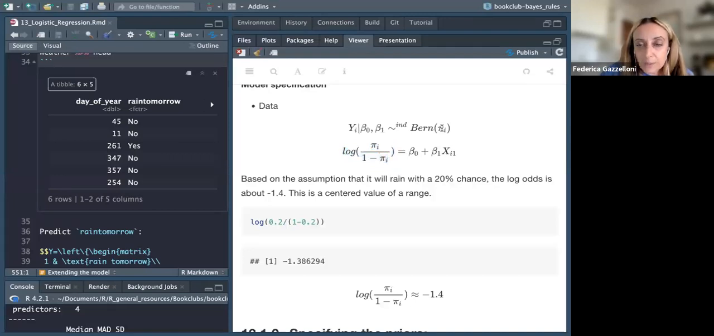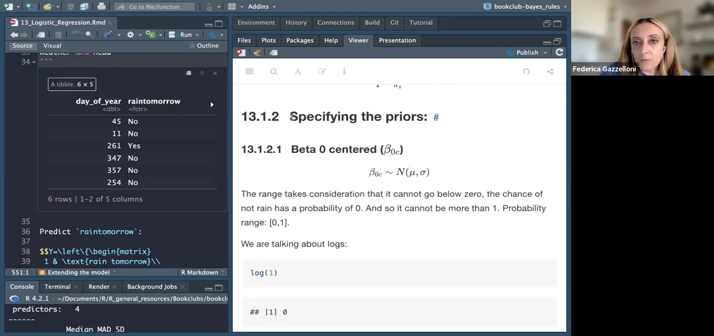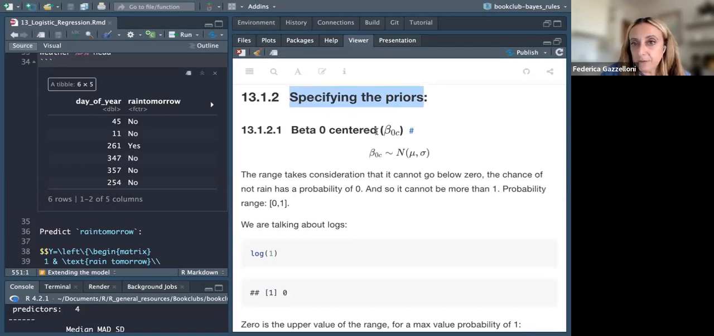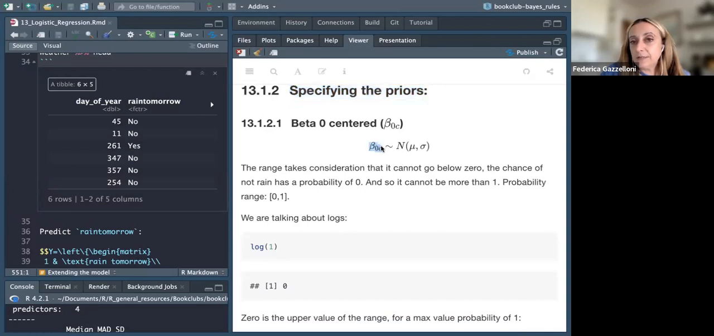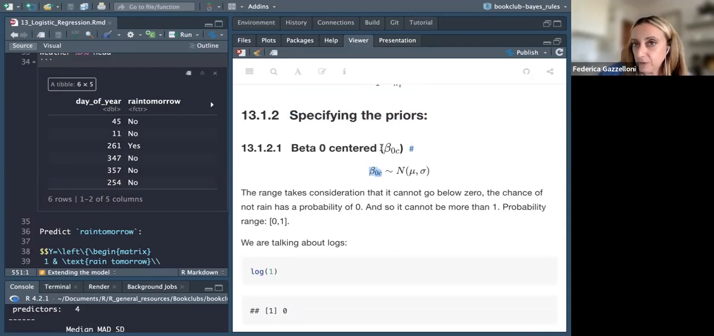We know that this is 0.2, and this is minus 1.4. Okay, so now we use this to specify the priors. Beta zero is centered. Beta zero is our intercept. It is the value when the predictor, in this case humidity at 9 a.m., is zero, null. So this is a centered value.